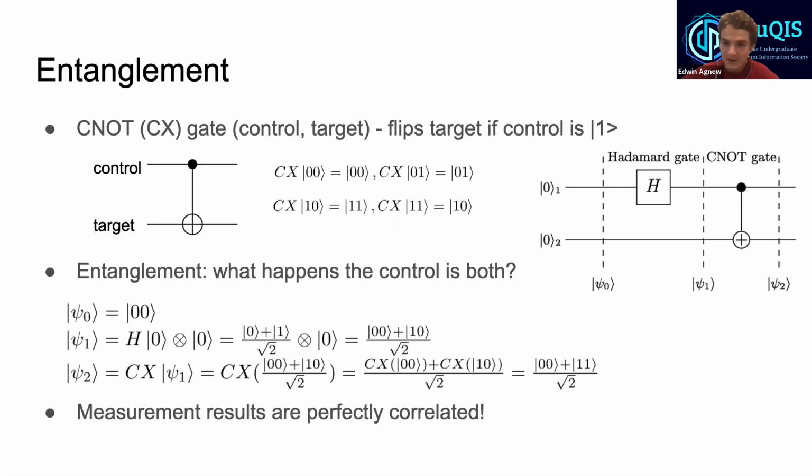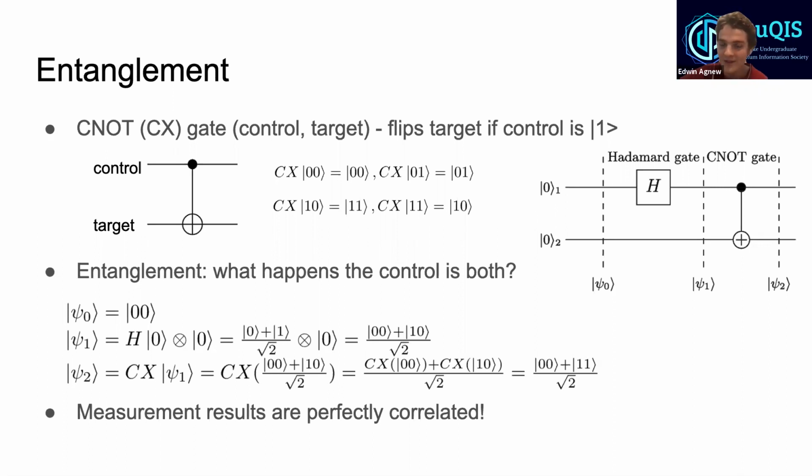But the second that Alice measures her qubit, remember there's a 50% probability she'll get 0 and a 50% probability she'll get 1. Let's say she gets 0. As soon as she gets that, she will know with absolute certainty that Bob is going to get the same thing. She doesn't have to ring Bob up and say, hey, I got a 0. Like, what did you get? She will know. And indeed, this has been tested. These measurement results are perfectly correlated, which is absolutely not possible classically.